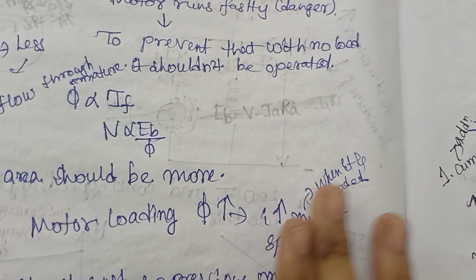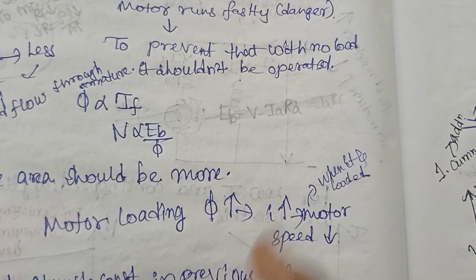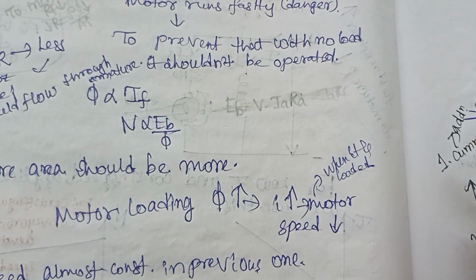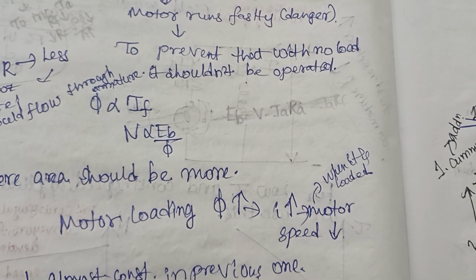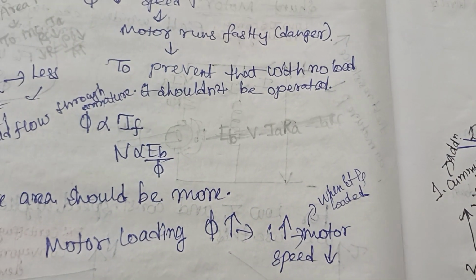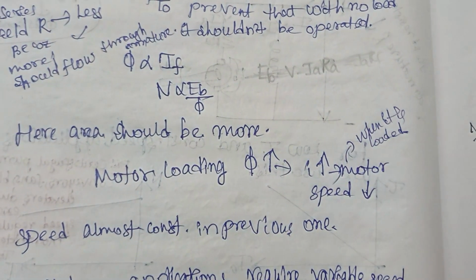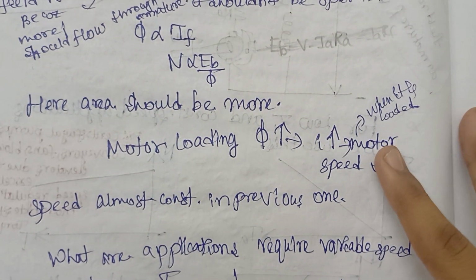Okay, when it is loaded, then our speed gets decreased. When it is loaded, current will get increased. As a result, speed will get decreased. In that way, we can prevent that motor from running at a dangerously high speed, because running at this extremely high speed can cause damage to the motor, right?